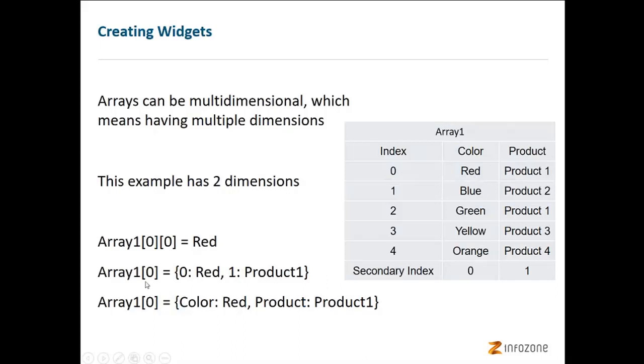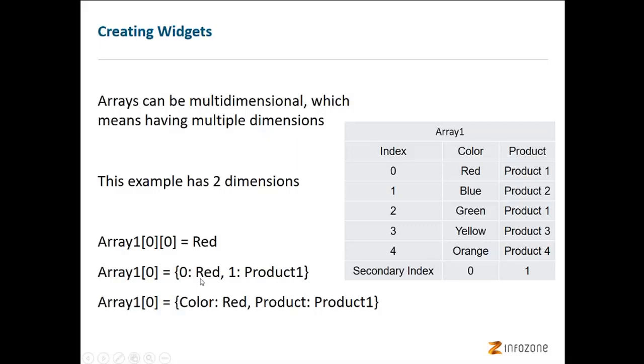If I just want to get array 1, position 0, that returns essentially the smaller array of all the values of our columns. So it's going to return 0 is red, and then 1 is product 1.